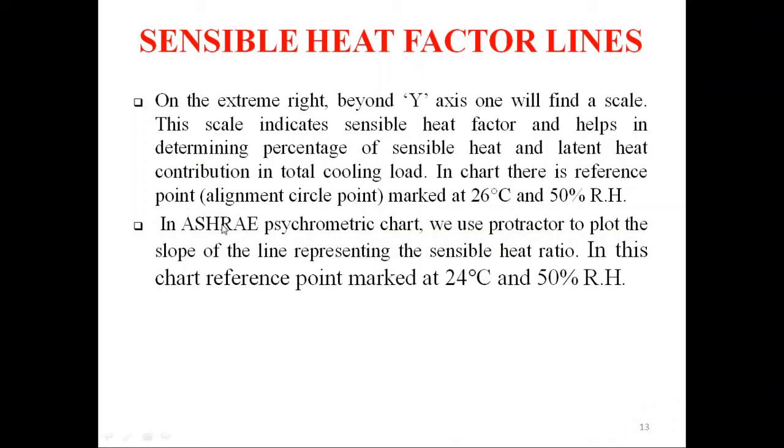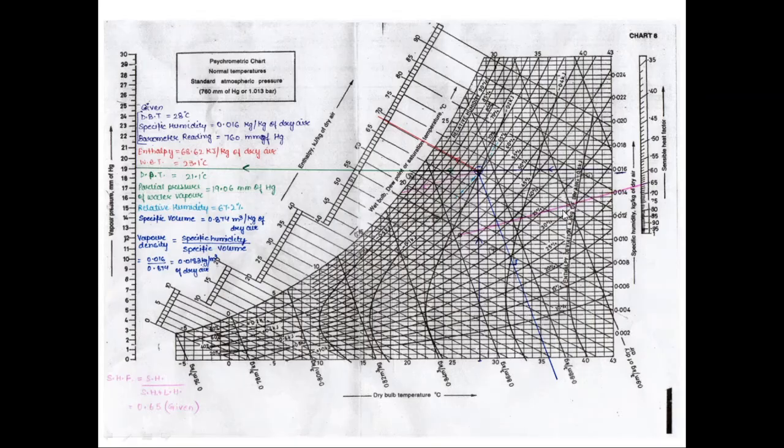In this chart, there is a reference point, also known as the alignment circle point, marked at 26 degrees Celsius and 50% relative humidity. So in the RS Khurmi chart, this point is the alignment circle point. Here the value of DBT is 26 degrees Celsius, and 50% is the relative humidity.